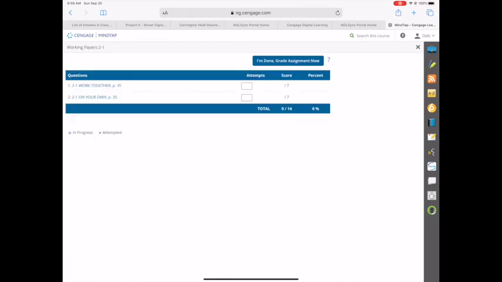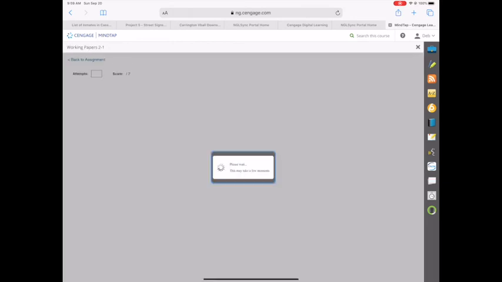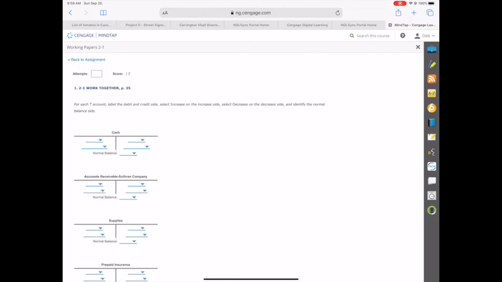When you get to your work together and on your own, if you take a look at this, I'll give you a hint here. So what you're going to do, it says for each T account, label the debit and credit sides. So remember, for each account, the left side is your debit side, your right side is your credit. And then it says select increase on the increase, decrease on the decrease, and identify the normal balance. What I like to do is identify, first of all, the normal balance. So cash is an asset. It is on the left side of your accounting equation, so it has a left side balance. So the left side balance would be a normal debit balance.